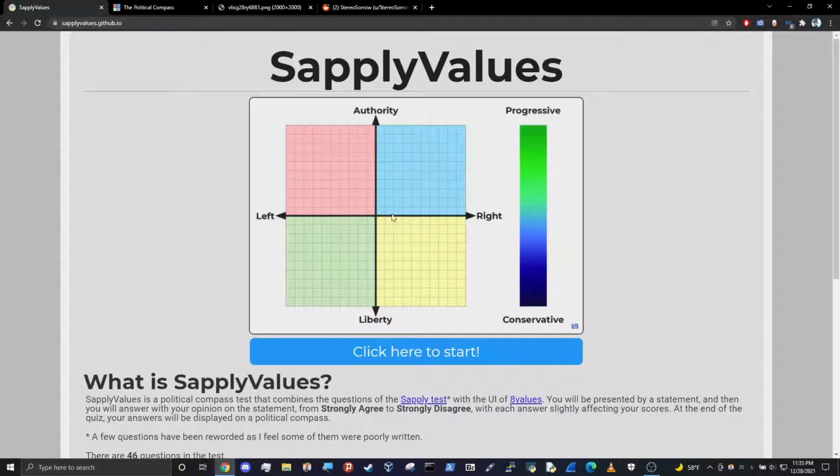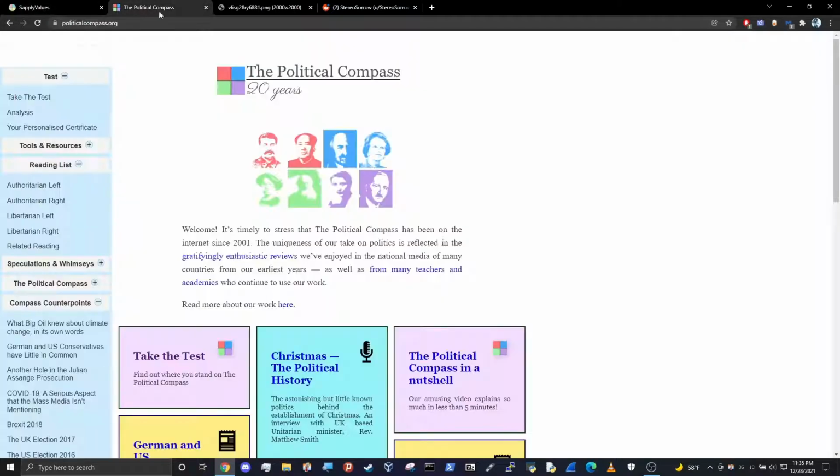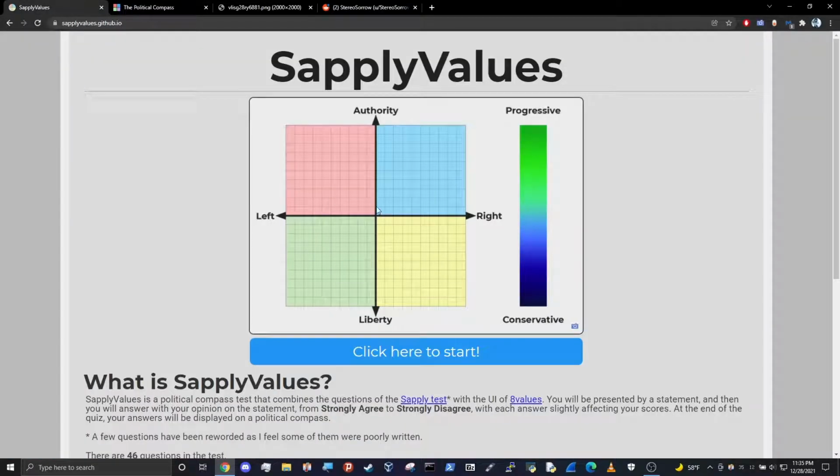Also, it skews a little left from what I've seen from the questions. So basically, as long as you're not a radical right person or conservative person, you would probably wind up in the libertarian left. So you'd probably wind up in this quadrant, and that's where the majority of people really wind up. And if you've only taken one political test in your life, you probably think you're a libertarian left type of person if you're a moderate.